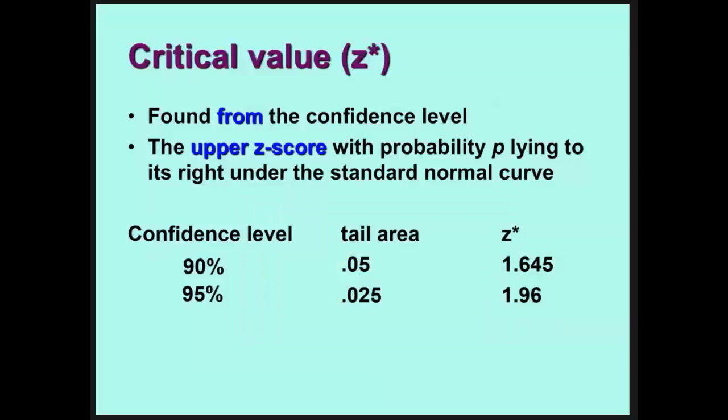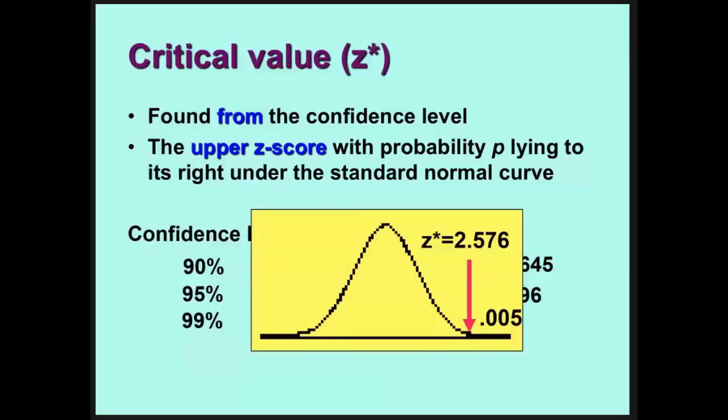And then the last common one would be 99% confidence level. Again, think about that. What percent is left for both tails, so that's 1%. So that means each tail has to share 0.5%. So your upper value would be 0.005, and if you inverse norm that, you get a z-star of 2.576. Now again, these are very common numbers, so I would just write them down, and that's what we're going to use when we look at critical values.